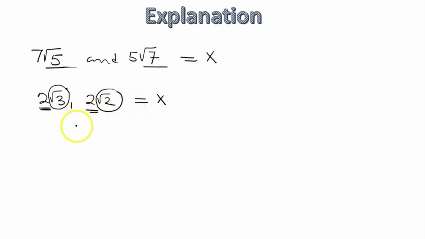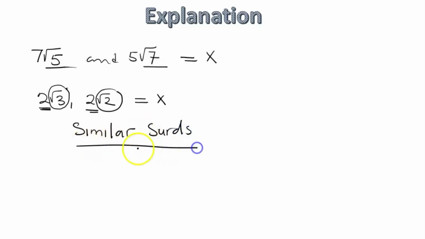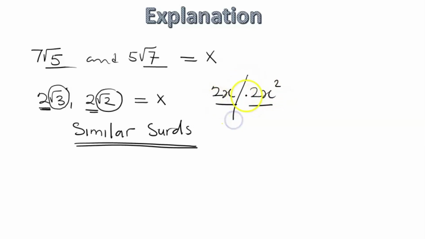So similar surds is important, because we can only add or subtract similar surds. Surds that are not similar, there is nothing you can do. It's like collecting the like terms that we do in algebra. 2x and 2x squared are not similar. They are never similar, so you cannot add them together. I mean, you can factorize, but you cannot add them together.